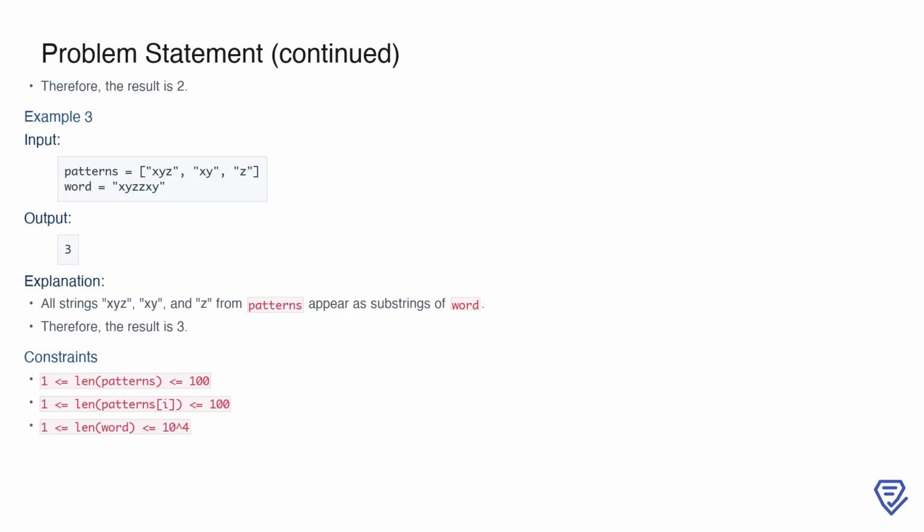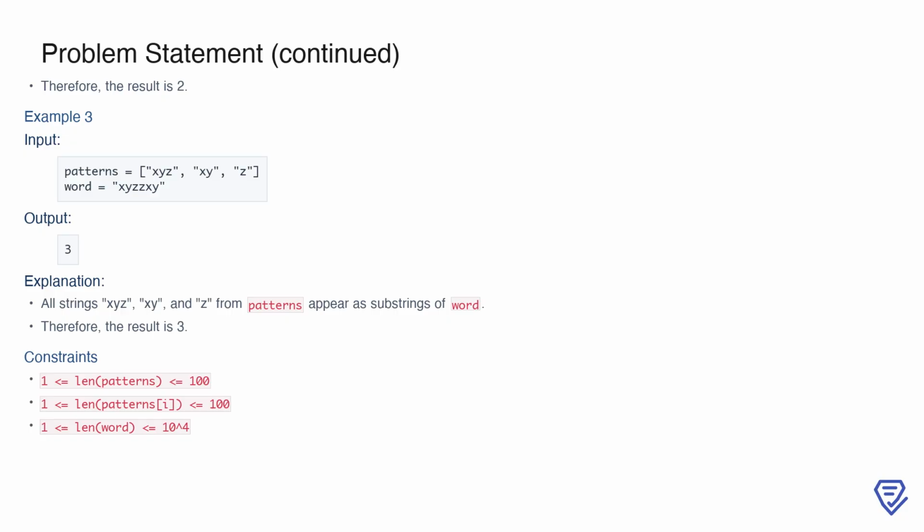Now, let's explore a third example. Here, patterns is XYZ, XY, Z, and word is XYZZXY. The output for this case is 3 because all the strings in patterns are substrings of word. Specifically, XYZ appears as part of the sequence XYZZXY, XY appears at the start and again later, and Z appears multiple times. Thus, all 3 strings match, giving a result of 3.